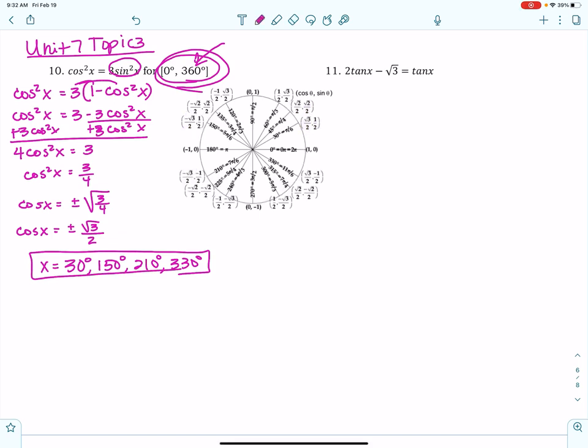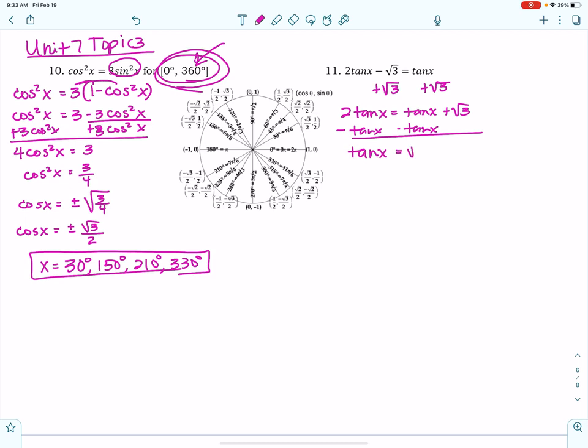Let me erase my unit circle here. Okay, so I've got 2 tangent x minus radical 3 equals tangent x. Remember, I have to get all of my tangents on one side, so I am going to do a little switcheroony here. I'm going to add radical 3 to both sides first. And then I'm going to subtract tangent x. So I end up with 1 tangent x equals positive radical 3. Easy peasy.